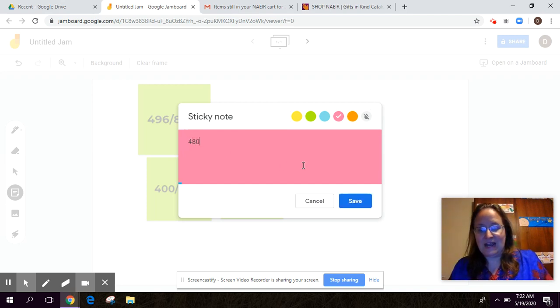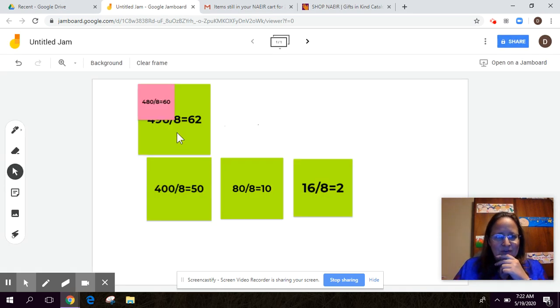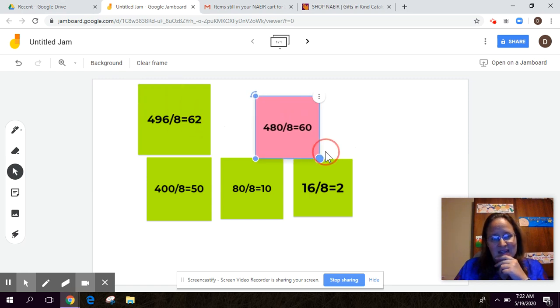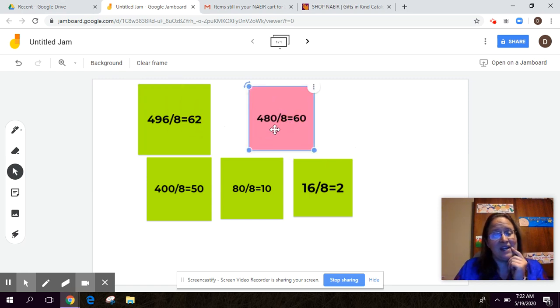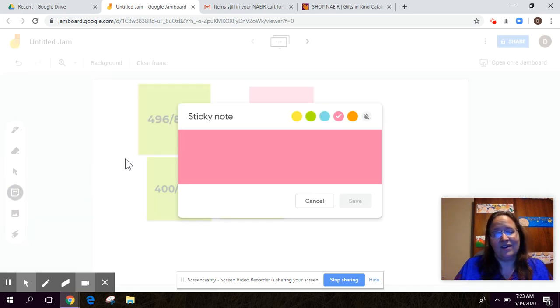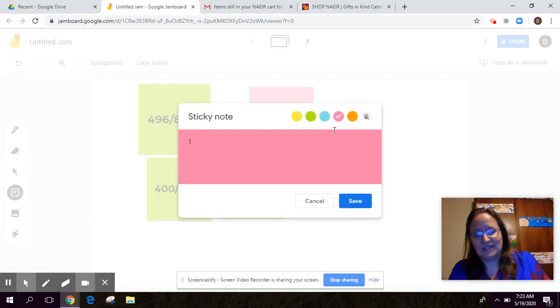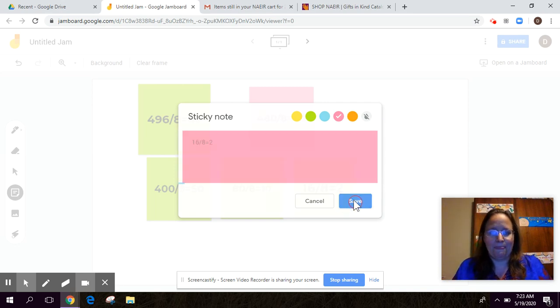I know that 480 divided by 8 is actually 60. How did you figure that out? Well, what you did is you said, I know 48 divided by 8 is 6. So 480 divided by 8 is 60. And then you would just have to add the last 16 in there. 16 divided by 8 equals 2.